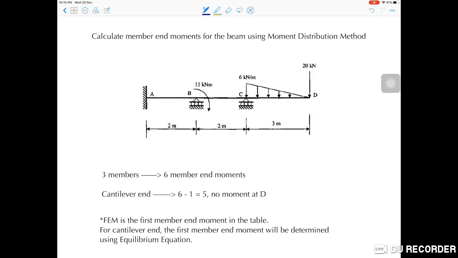Normally 3 members means 3 times 2, so there are 6 member end moments. However, for a cantilever end, just like D, since D is a cantilever, there is no moment at D, so we have to minus 1. So the member end moments in this beam are MAB, MBA, MBC, MCB, and MCD. There are only 5.